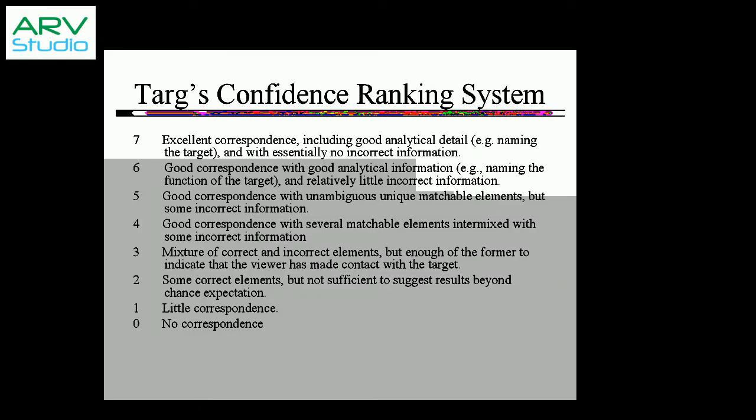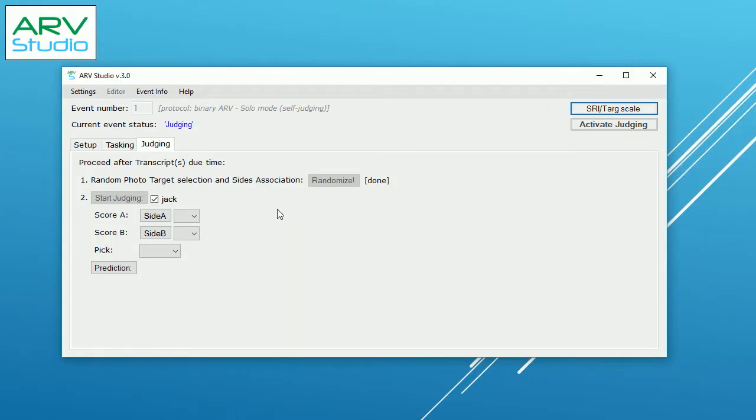Let's continue. First, you can analyze the Side A photo against your transcript. Decide what is the appropriate score for your transcript in regards to the Side A photo. Select a score from the combo box next to the Side A button. Now, do the same for the Side B photo. Next, make your pick based on the scores you entered for the sides. Your pick can be Side A, or Side B, or a pass.